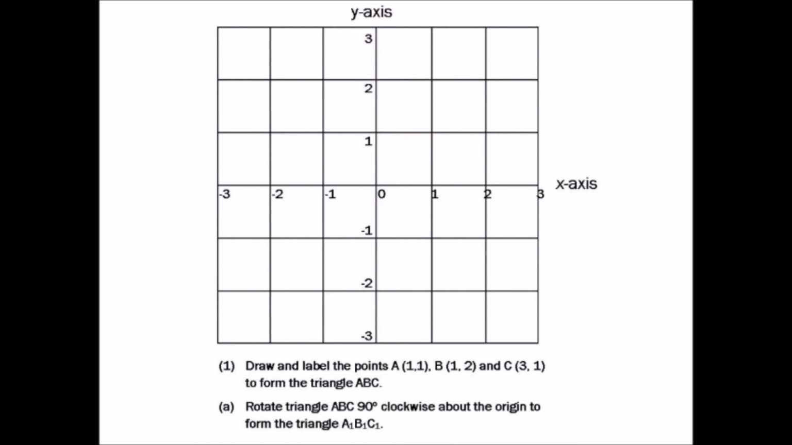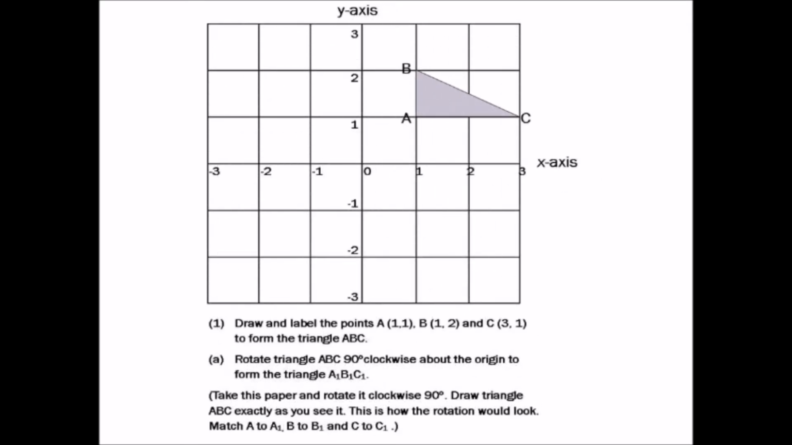Now let's practice what we just saw. Number 1, typical question. A: Draw and label the points A(1, 1), B(1, 2), and C(3, 1) to form a triangle ABC. B: Rotate triangle ABC 90 degrees clockwise about the origin to form the triangle A1, B1, C1. So first you got to draw your triangle. So plot your points. Okay, do it quickly. There you have it. That's your triangle ABC. (1, 1), (1, 2), (3, 1) are your points. You join them up to get triangle ABC.